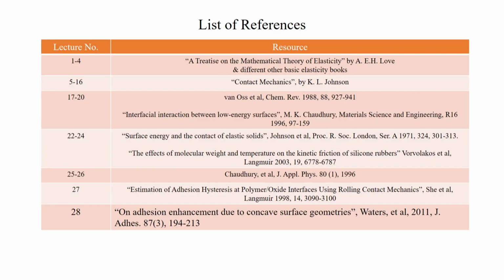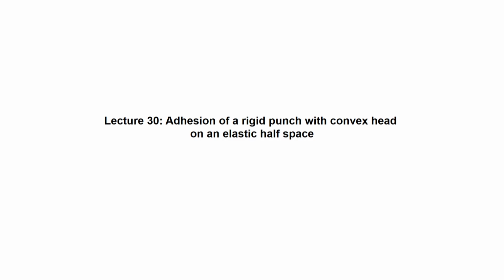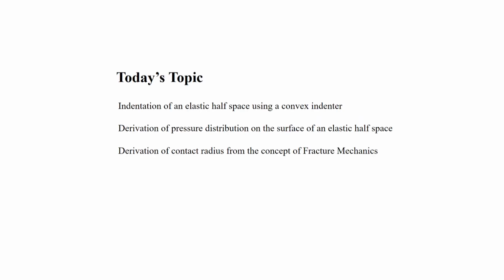Today we are on lecture 30, and I am going to start a slightly different method of measurement of adhesion. I have taken this from a paper by Waters et al. on adhesion enhancement due to concave surface geometries. Today I will discuss the adhesion of a rigid punch with a convex head on an elastic half space. A convex head is essentially a spherical type.